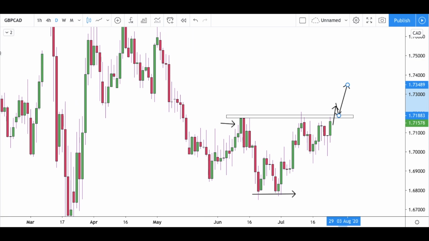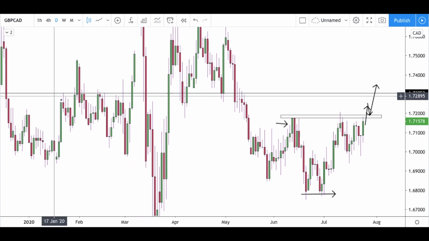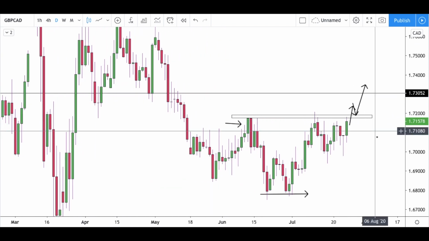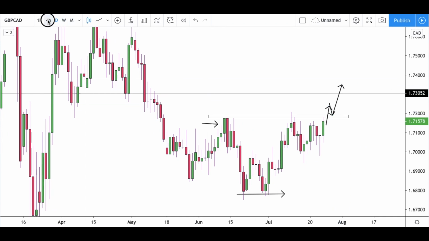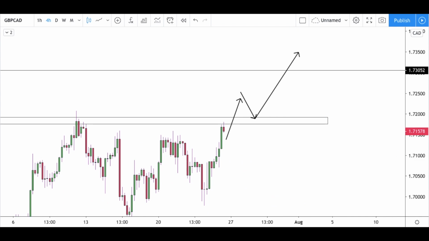Our target on this is going to be 1.73. The reason being, it is a round number and it has previously acted as a strong level of support and a strong level of resistance. Now this right here could be a very good trade opportunity, as it would present us with almost a 1-to-5 or a 1-to-4 risk reward ratio.